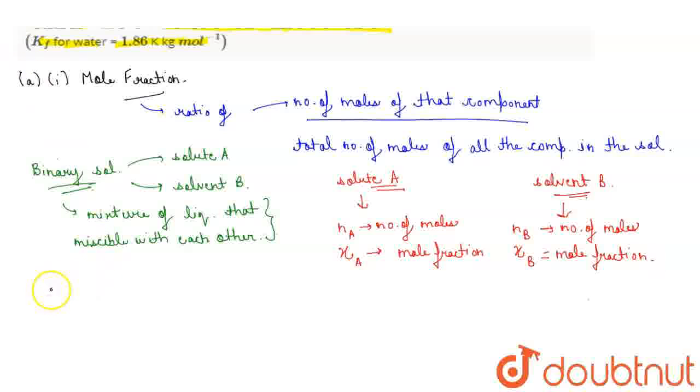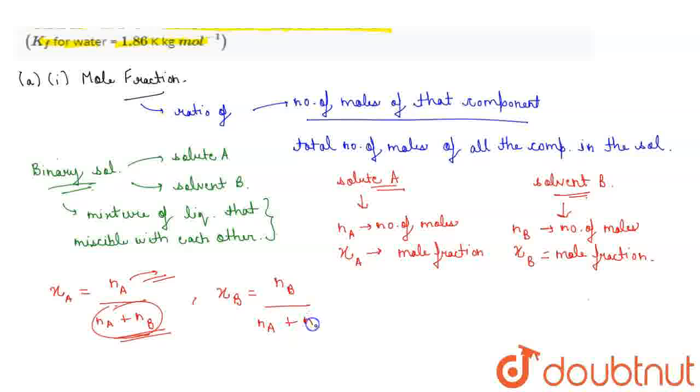Now the mole fraction of solute A will be the number of moles of solute A upon the number of moles of solute A plus the number of moles of solvent B. So this is the number of moles of that component and the number of moles of all components present in the solution. Similarly, the mole fraction of solvent B will be the number of moles of solvent B divided by the number of moles of solute A plus the number of moles of solvent B. Clear? So in this way we can find out the mole fraction.